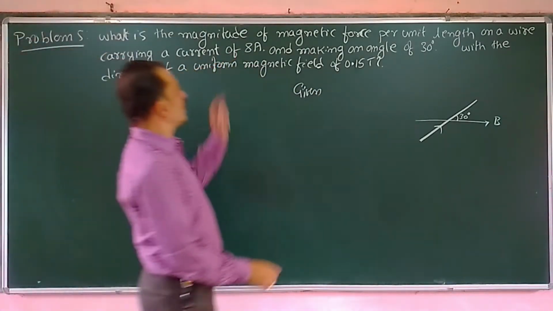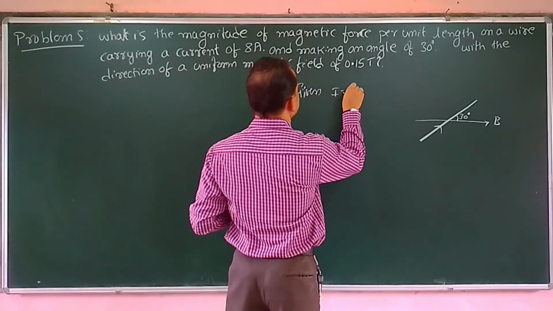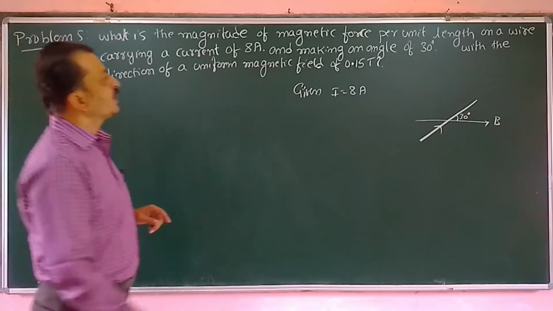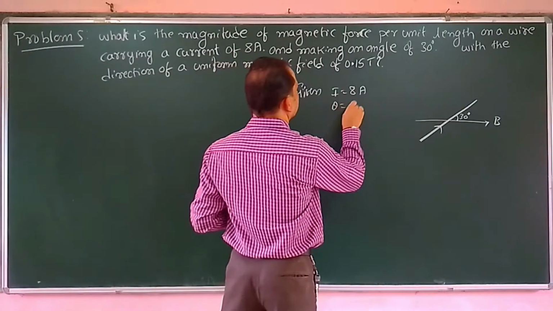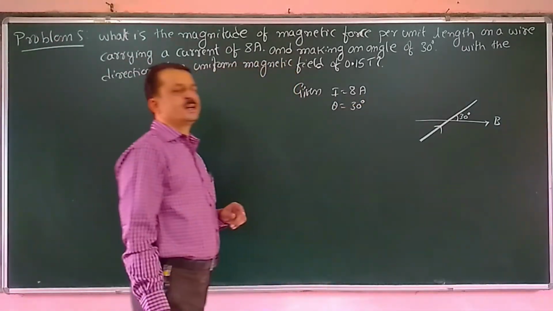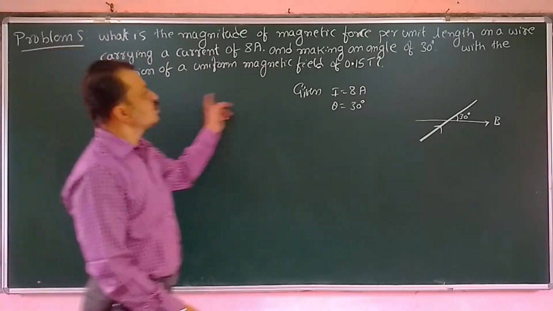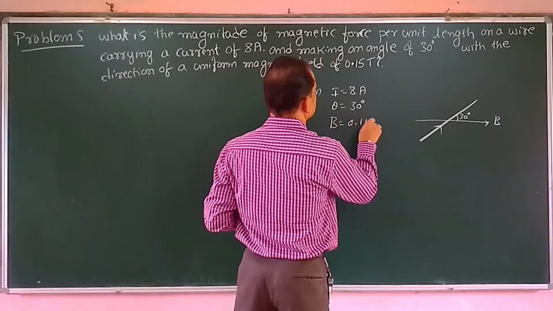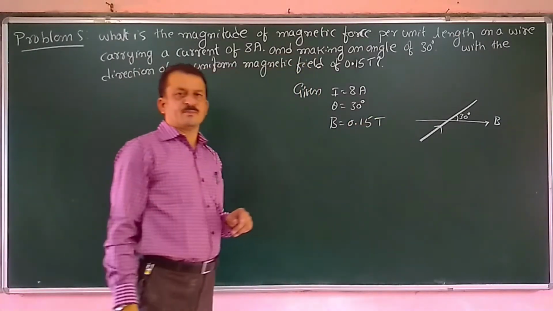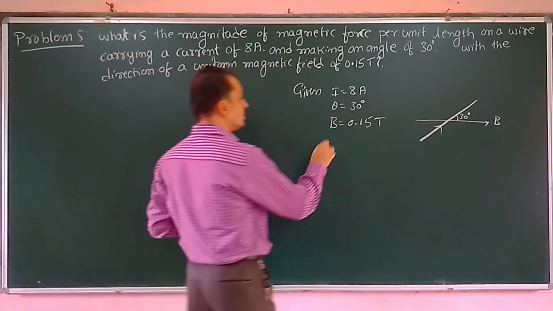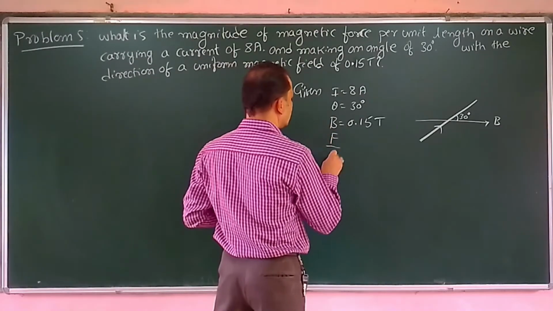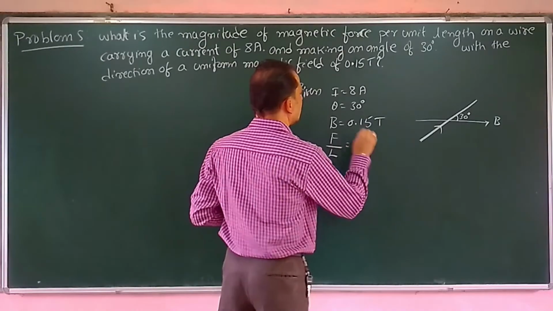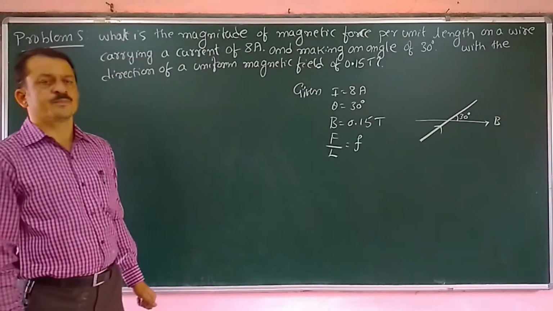So given current carries a current of 8 amps, making an angle theta with the field that is 30 degree, and the magnitude of the uniform magnetic field is given as 0.15 Tesla. Now what are we going to calculate? Force per unit length, that we have written as small letter f.